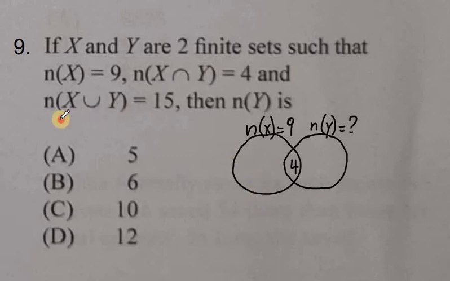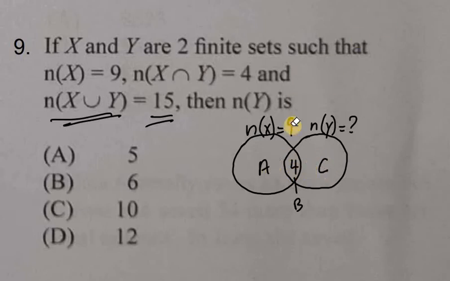Now what we're told is that in the union, that means when we add this section, let's call it section A, let's call it section B, let's call it section C. When we add section A, B, and C, we should get a total of 15. So in this section here, what amount should we have? Section A, what amount should be here? This middle part is B, this part is C.